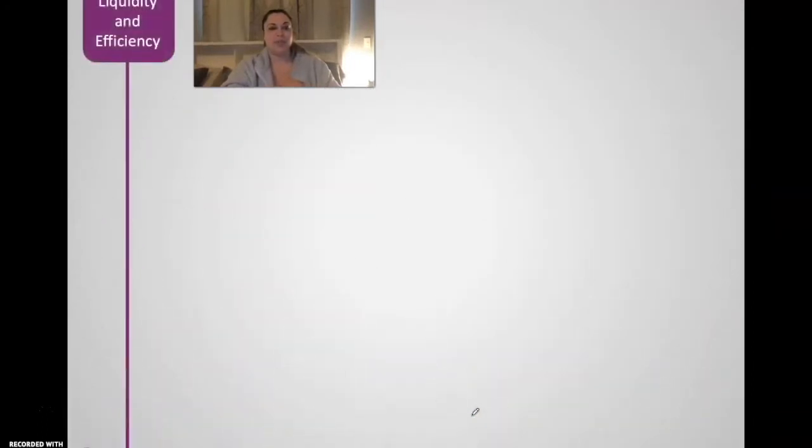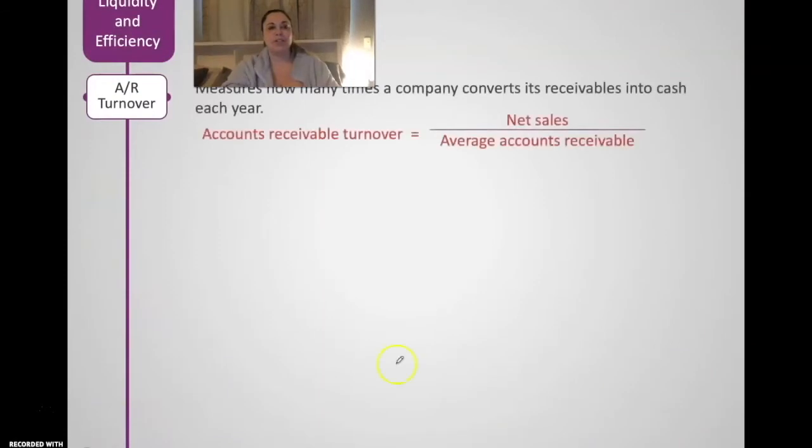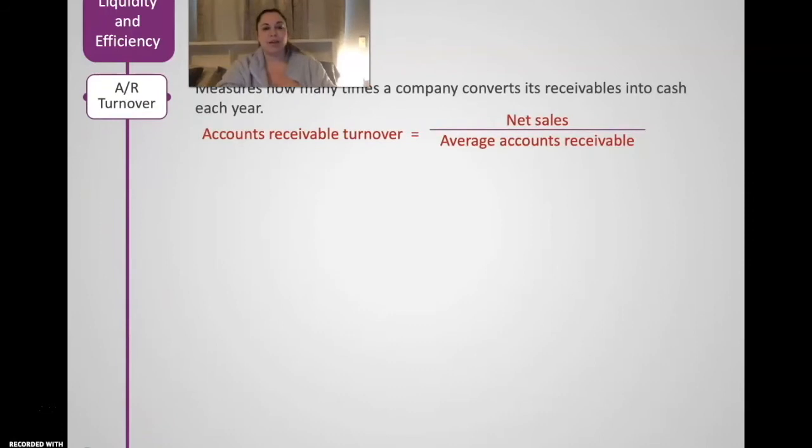Okay, we're going to go over some more of these liquidity and efficiency ratios. So we have accounts receivable turnover. It measures how many times a company converts its receivables into cash each year. We do want a higher number. We want it to turn over as many times as we can, which means that we're making sales and we're collecting the money. We want to keep doing that many times throughout the year. So to do this, we want net sales divided by average accounts receivable. Remember, here's that word average again. We're going to take our accounts receivable from this year and last year, add them up, and then divide by 2.